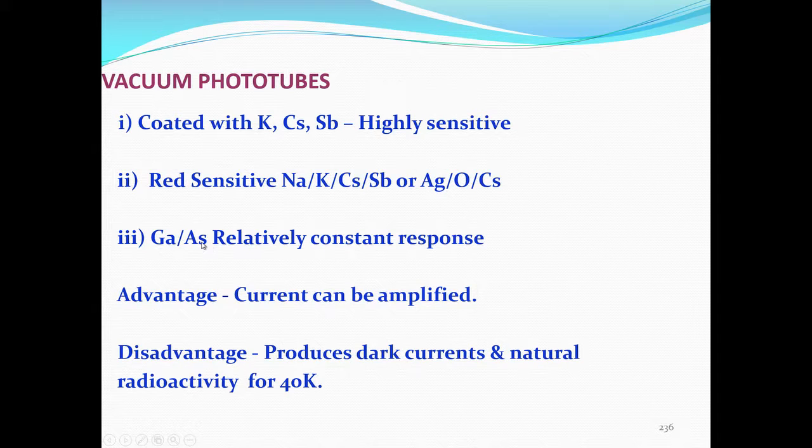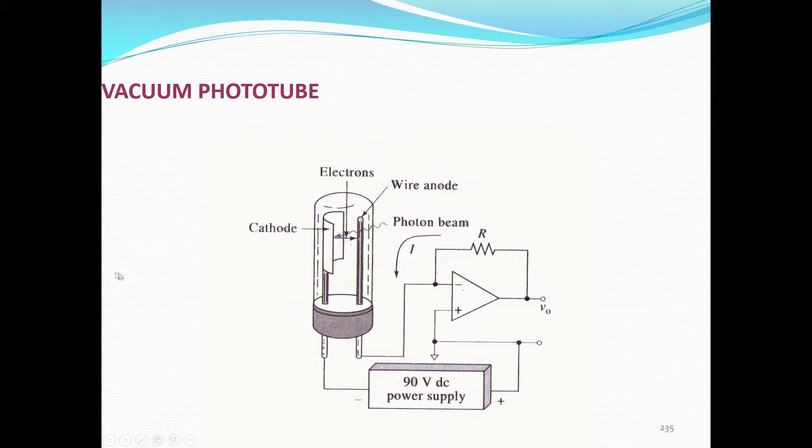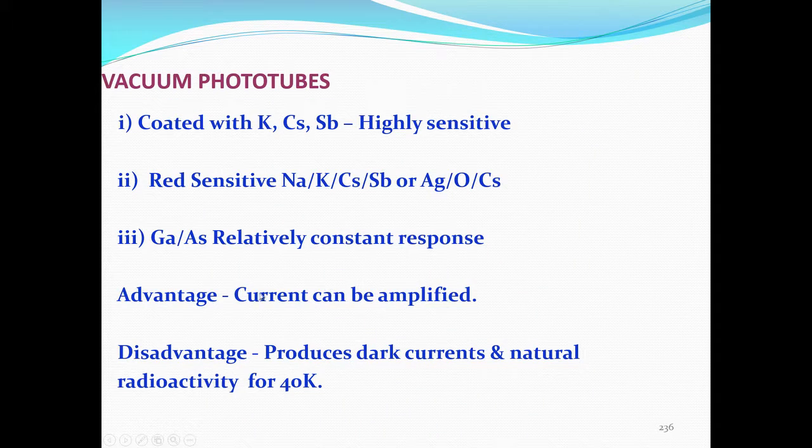And gallium arsenide is a good detector used in several other instruments also, not only spectrophotometers, but several other infrared and other things, etc. And relatively it shows a constant response over the electromagnetic radiation. The advantage is, because I have an electronic circuit like this, I can amplify the current. Okay. So, the current can be amplified, whereas in a barrier layer cell we cannot amplify the current.